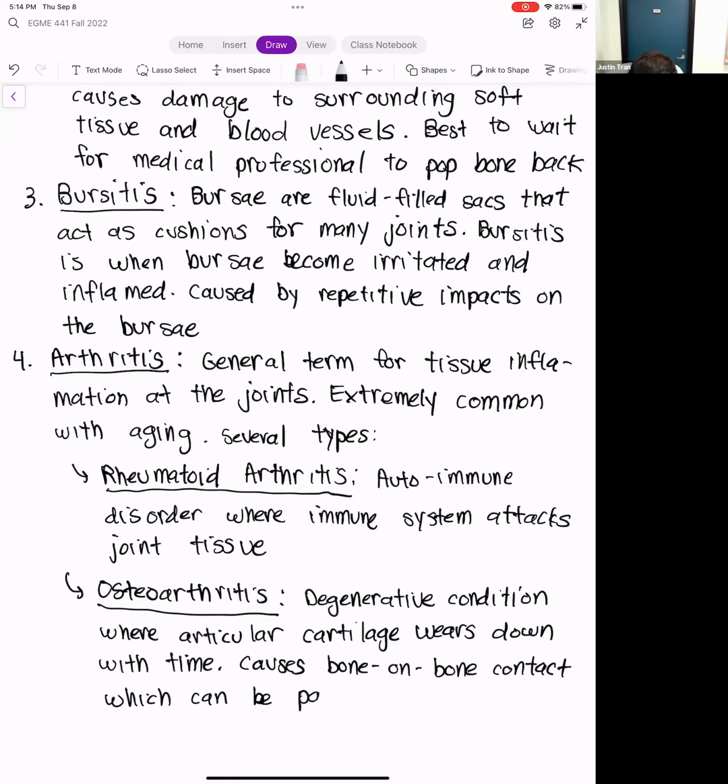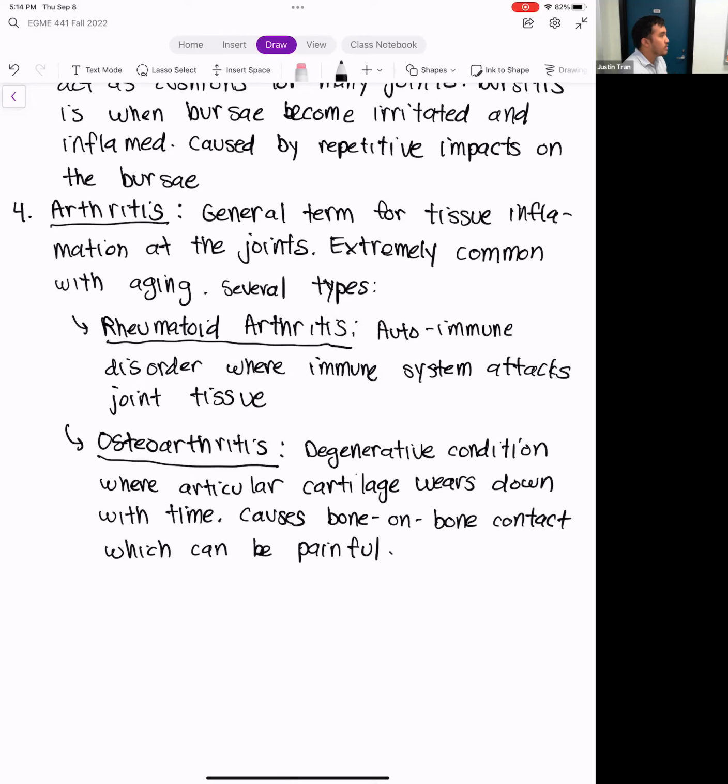And last I checked, and I haven't been diving into the literature too much lately, osteoarthritis is still being researched in terms of what's causing it and what are the best ways to reverse it. That's one thing doctors are still working on to this day.